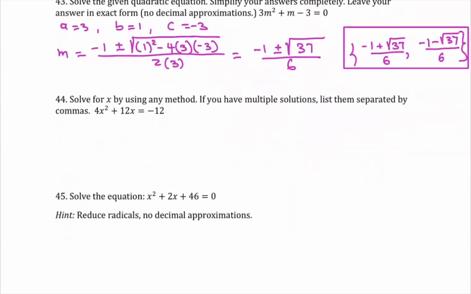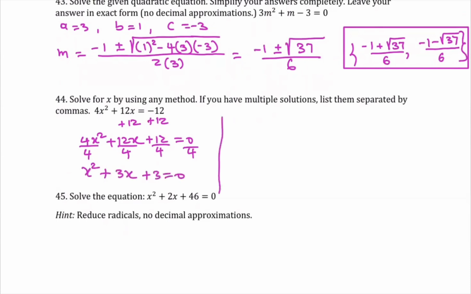Next problem. The remainder of the problems will be pretty much the same scenario. So first we're going to add 12 on both sides. 4x squared plus 12x plus 12 equals 0. If we divide by 4, that would clear this better. You can do that if it's an equation. So x squared plus 3x plus 3 equals 0. So A equals 1, B equals 3, C equals 3.